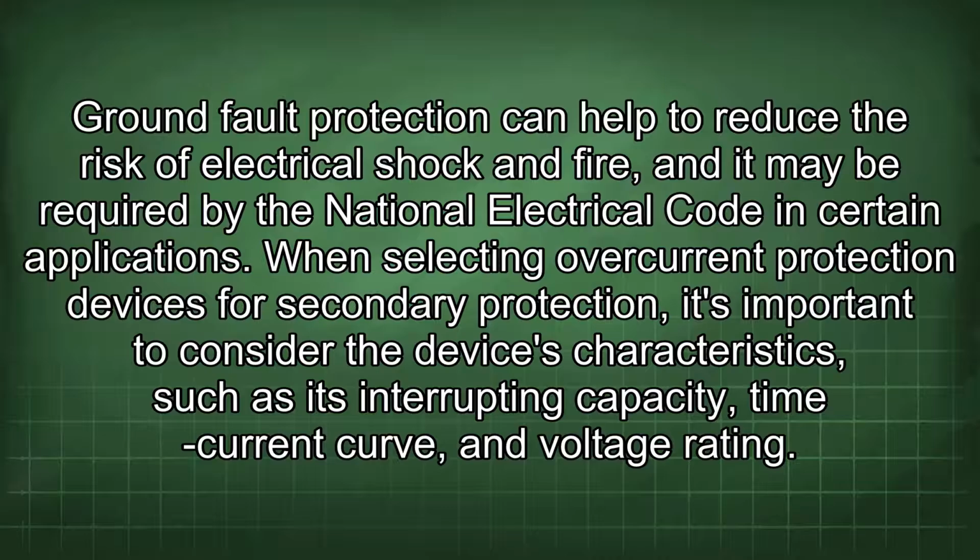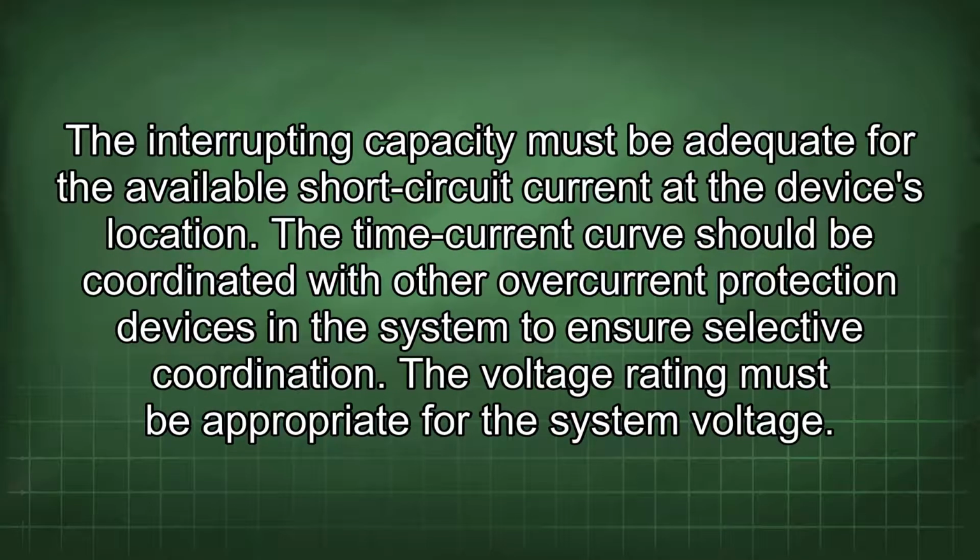When selecting overcurrent protection devices for secondary protection, it's important to consider the device's characteristics such as its interrupting capacity, time current curve, and voltage rating. The interrupting capacity must be adequate for the available short-circuit current at the device's location. The time current curve should be coordinated with other overcurrent protection devices in the system to ensure selective coordination. The voltage rating must be appropriate for the system voltage.